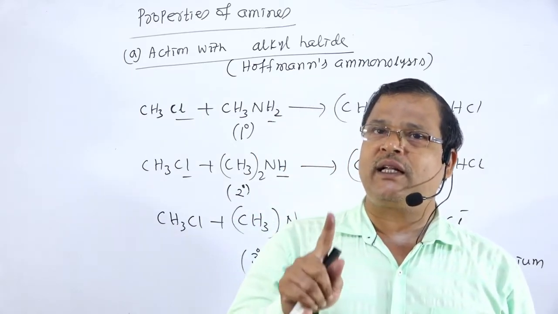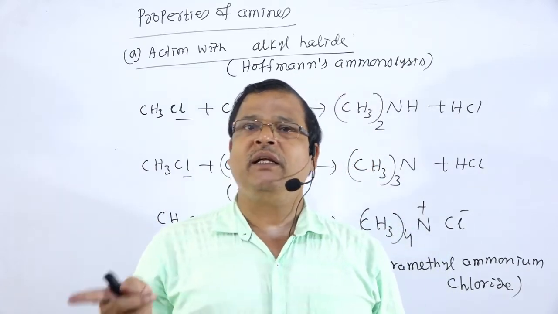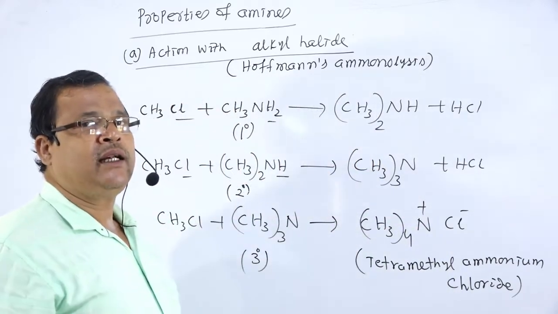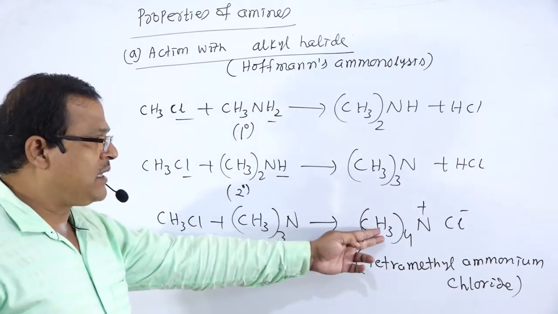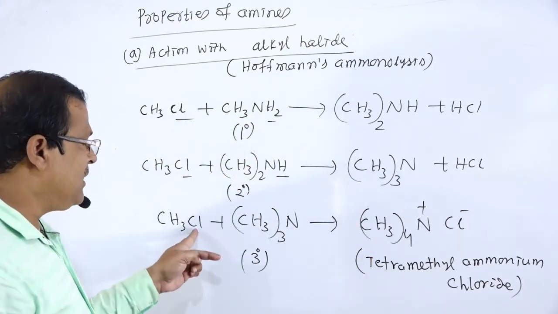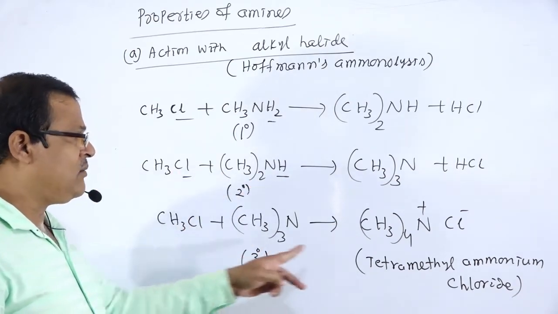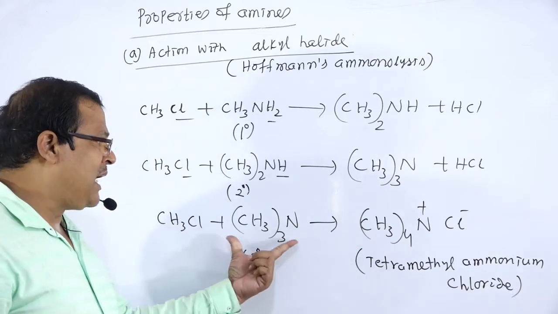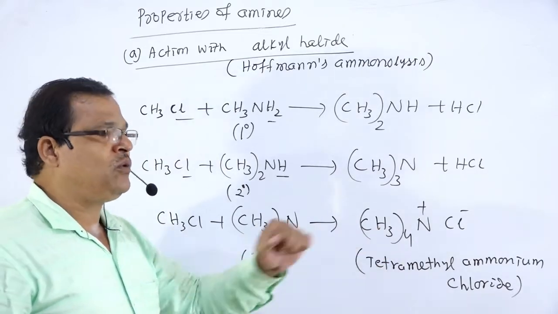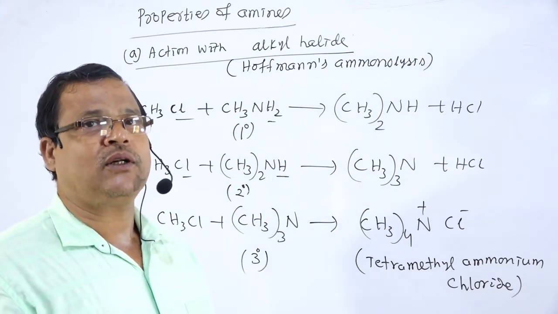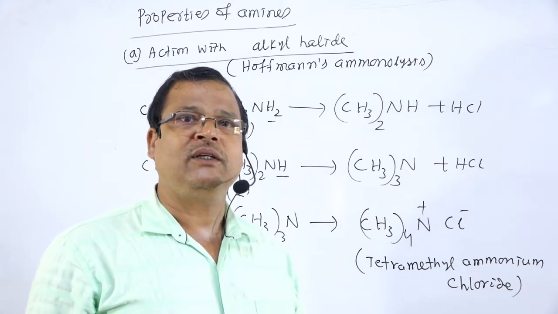So this reaction clearly distinguishes between primary amine, secondary amine and tertiary amine, which I have cited in this example. If we start from the primary amine, to obtain quaternary, 3 molecules of alkyl halide are required. If we start from the secondary amine, 2 molecules of alkyl halide are required. And if we start from the tertiary amine, then only 1 molecule of alkyl halide is required to get the quaternary ammonium salt. So this reaction clearly distinguishes between primary, secondary and tertiary amines.